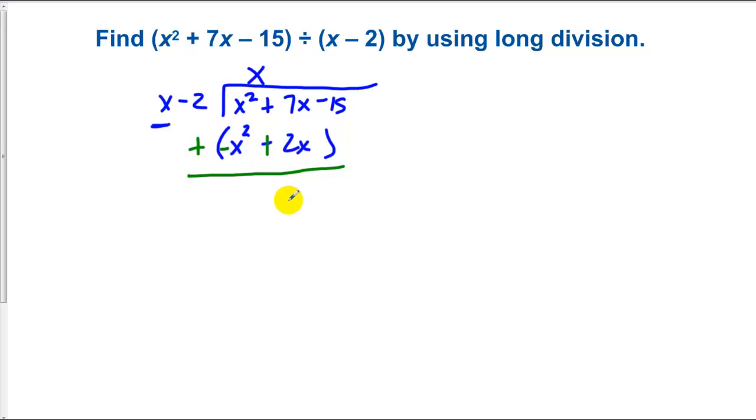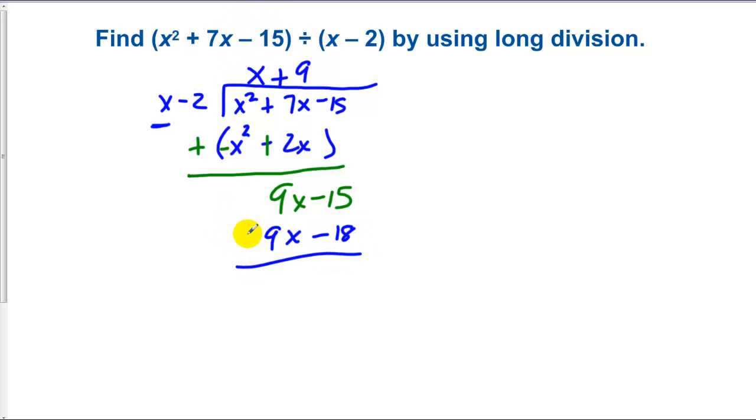So this goes to 0, this is 9x minus 15. Again, I say x times what is 9x? That ends up being 9. I multiply, I get 9x minus 18.